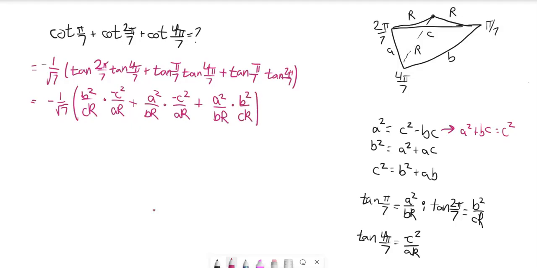And the nice thing here is we have a number of cancellations, so we can cancel off the c and the c squared, get a negative c. A and a squared, so we get an a. And then, of course, b and b squared, so we get a b. So we can reduce this down as negative 1 over the square root of 7 times the quantity negative b squared c over ar minus a c squared over br plus a squared b over cr, just like so there.